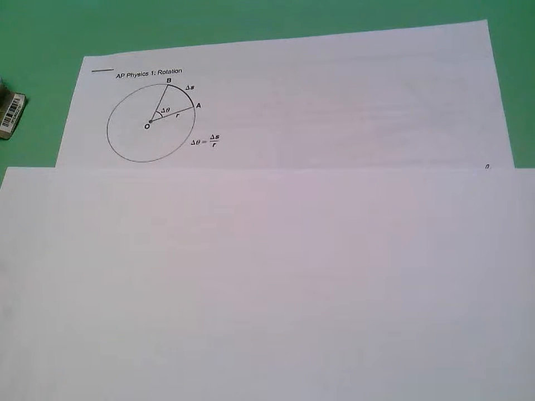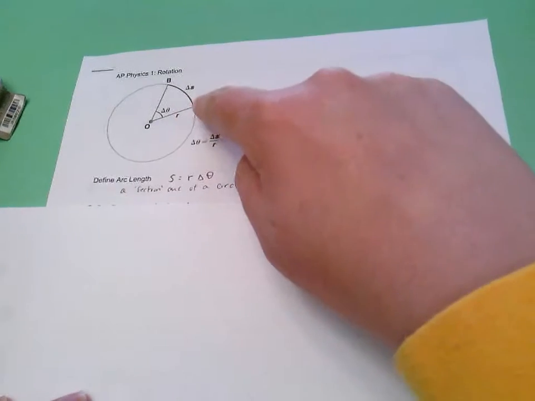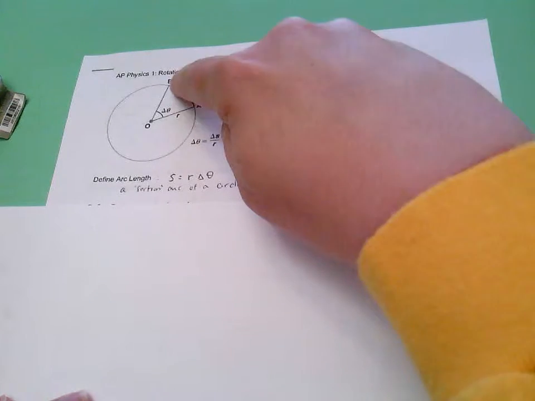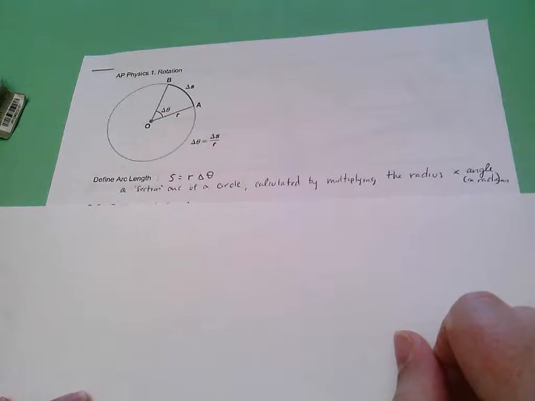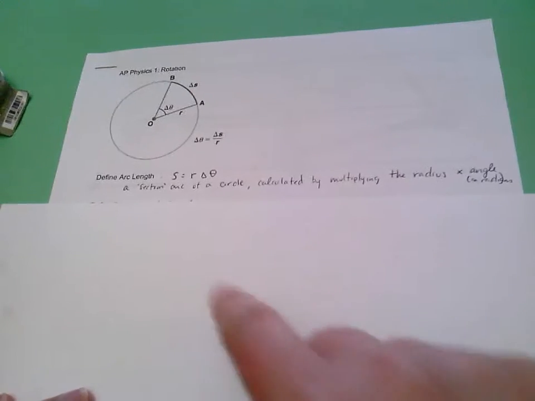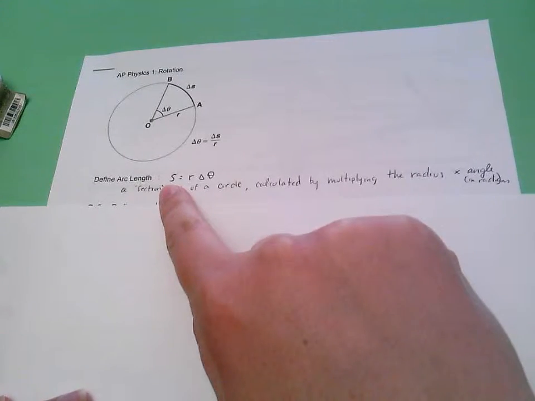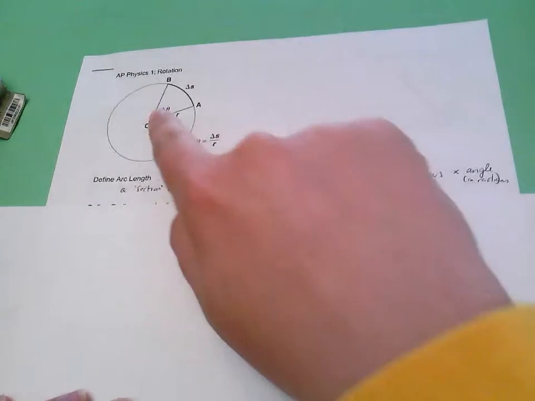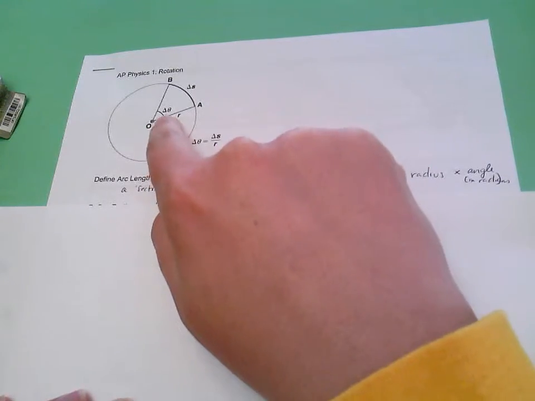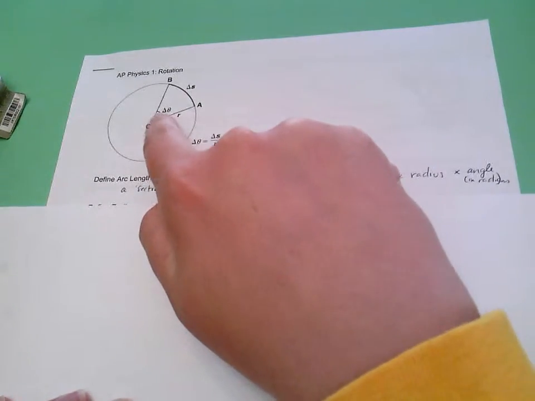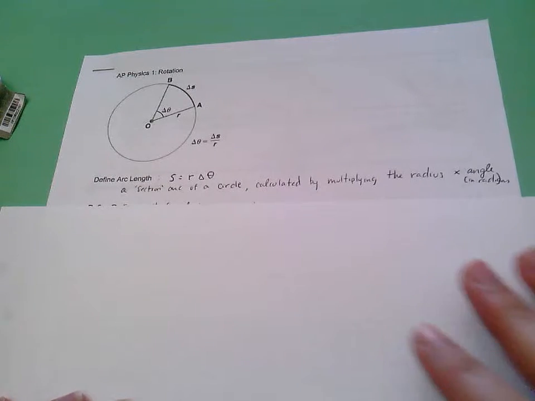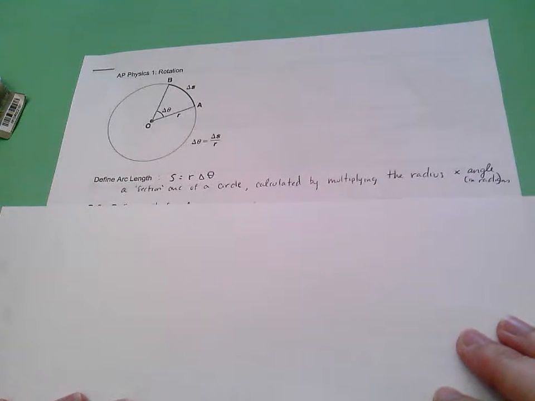So a couple of things first. We have to define our idea of an arc length. And this is just a segment of the circle. It can be any piece. It can be a really, really tiny one. It can be a really, really big one. But we define an arc length using the letter S. And that's equal to the radius of the circle times the amount of rotation, delta theta. We use theta for an angle pretty often, and we're going to see that a lot here.